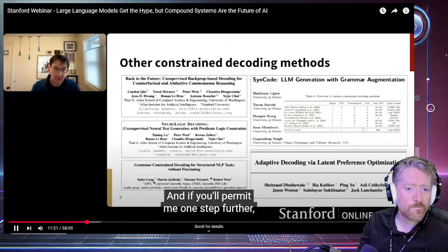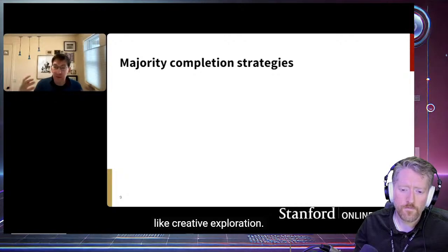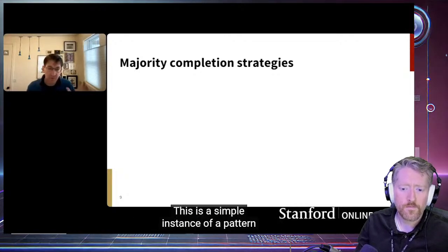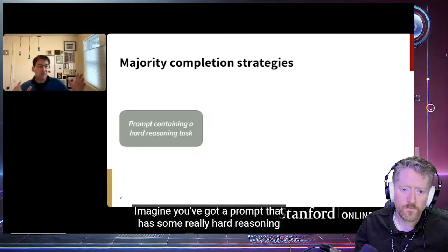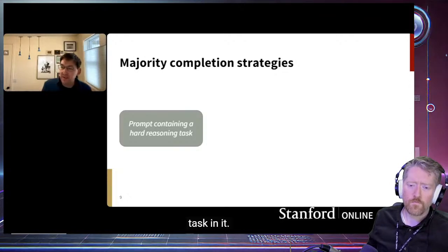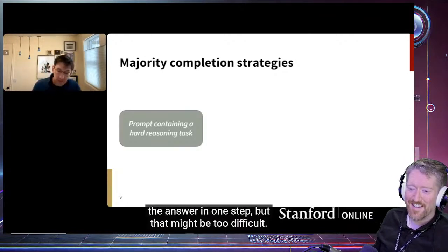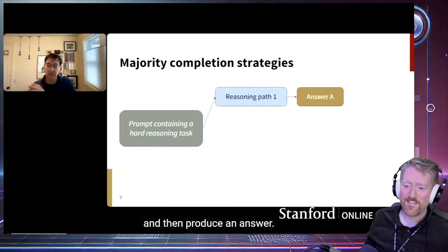Permit me one step further, we could expand out what we mean by sampling for generation and really get into things that are going to look like creative exploration. I've put this under the heading of majority completion strategies. This is a simple instance of a pattern that we're seeing a lot now in technology and in research. Imagine you've got a prompt that has some really hard reasoning task in it. Now, you could ask the model to simply generate the answer in one step. What is the meaning of life? But that might be too difficult. What you might want to do instead is have it generate some reasoning path and then produce an answer.